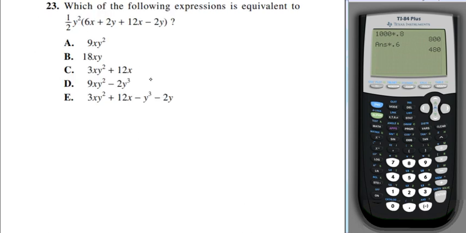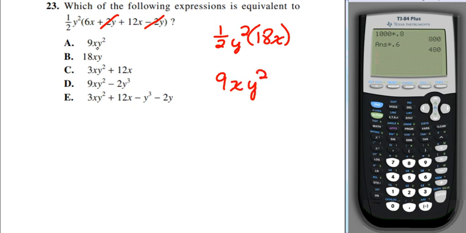Next, which of the following expressions is equivalent to 1/2 y squared times 6x plus 2y plus 12x minus 2y? All right, so the very first thing you should do for this one is to combine any like terms on the inside that you see. So 2y and negative 2y cancel each other out, and then 6x plus 12x gives me 18x. All right, and I want to multiply that by 1/2 times y squared. So I multiply the number times the number, and I get 9. And then since these things are not the same variable, we can't combine them in any way, so it's just going to be times x times y squared, which is A.